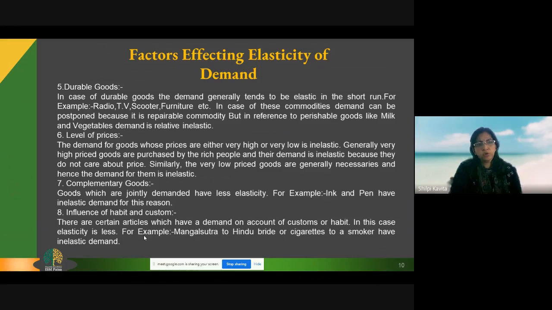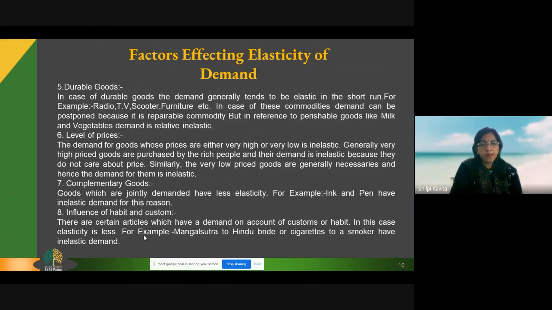Non-durable goods and durable goods have elastic demand, and then the level of prices also matters. If the level of price is very high, then generally it is consumed by rich people. So the rich people's demand is always relatively inelastic as compared to poor people or middle class people, because rich people are not governed by price. They are governed by their taste and their preference.